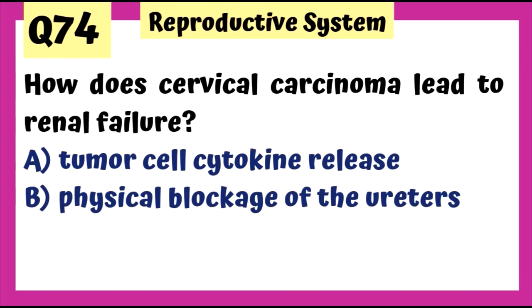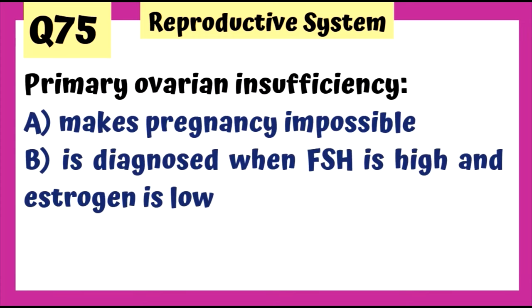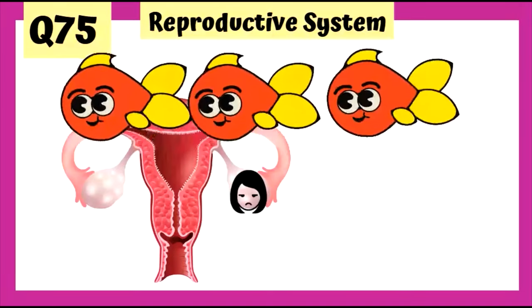All right, here we see over here. How does cervical carcinoma lead to renal failure? It's actually a physical obstruction, blockage of the ureters. Okay, let's move on. Primary ovarian insufficiency is diagnosed when FSH is high and estrogen is low. All right, here we see, FSH is high, and estrogen is low.